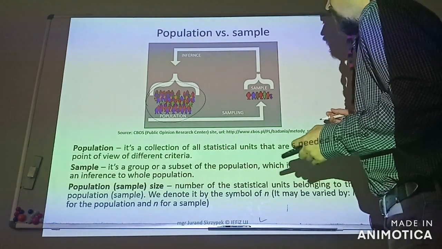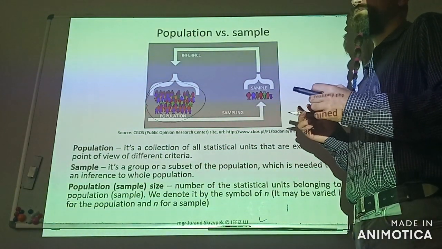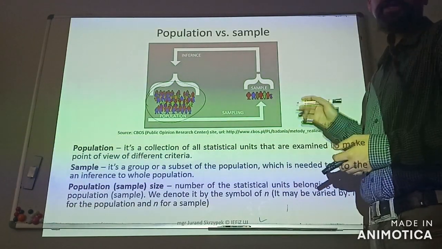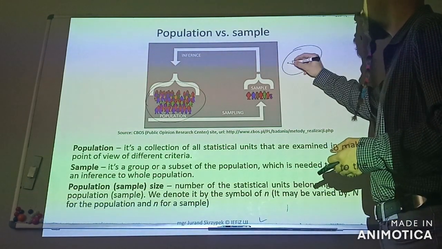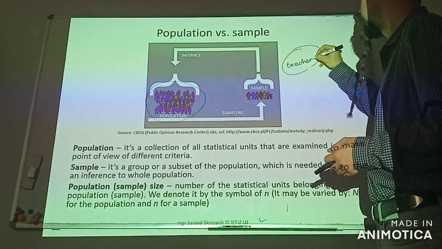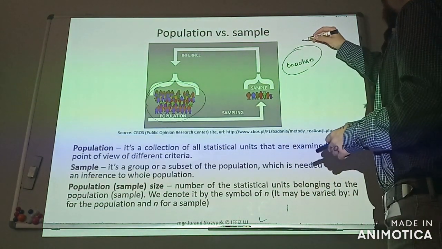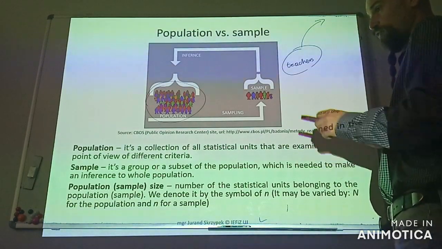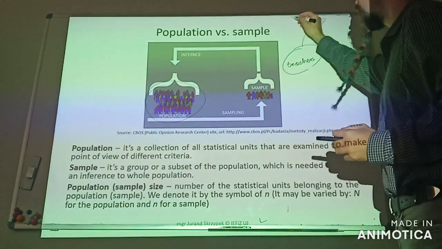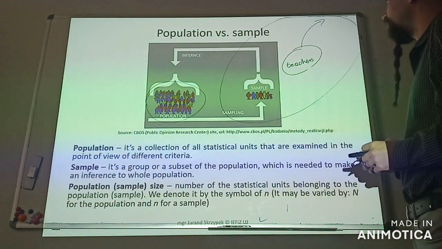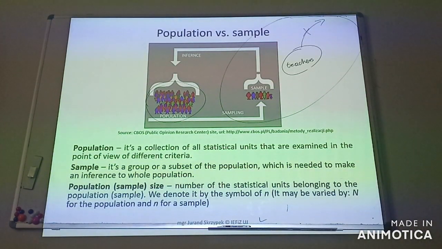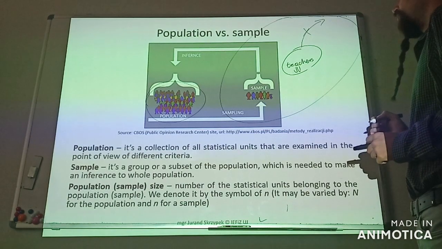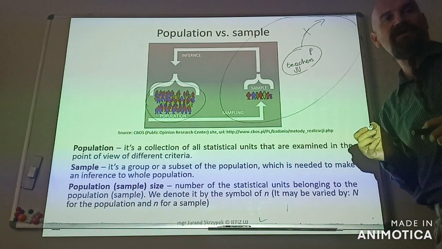For example, I want to investigate earnings of my colleagues, academic teachers, here in Jagiellonian University. So here we have academic teachers of Jagiellonian University, and I don't transfer the results, the conclusions, to the entire population of all academic teachers in Poland, for example. So I don't make any inference here. So here, the academic teachers of Jagiellonian University are my population.